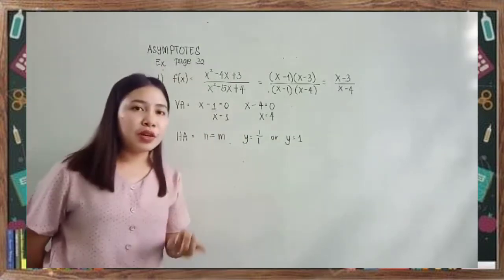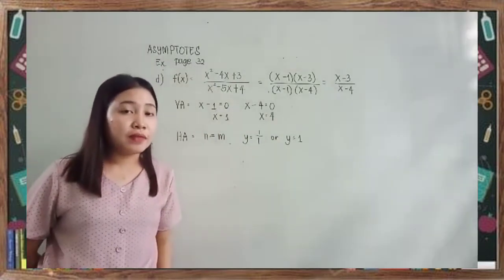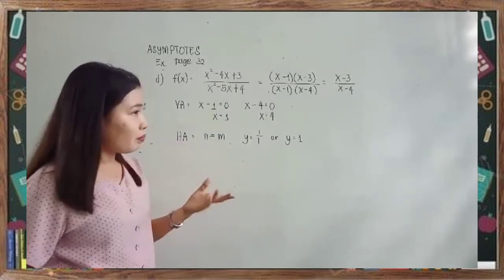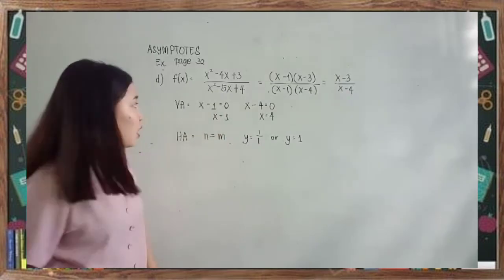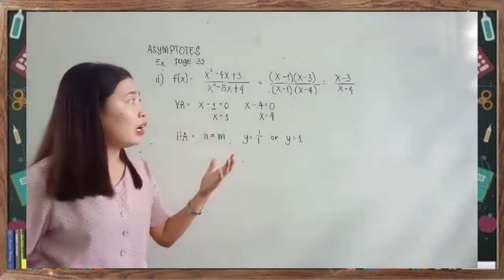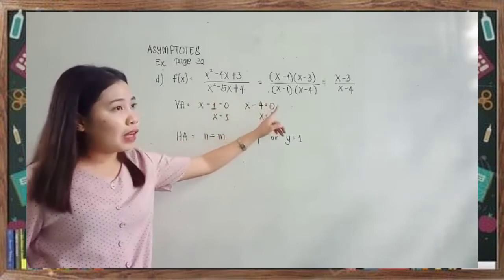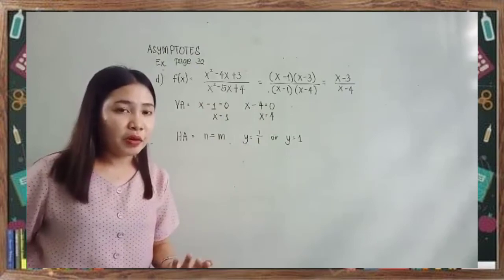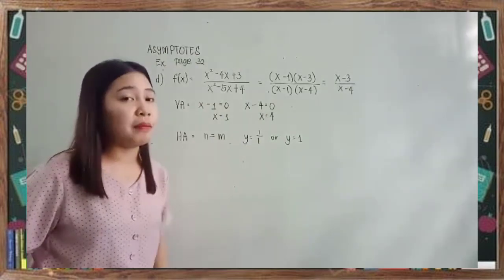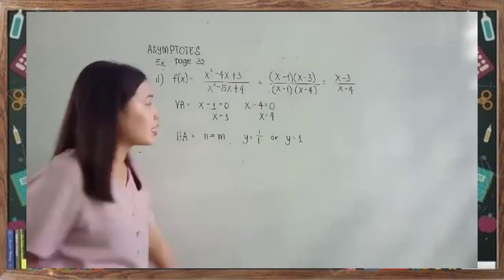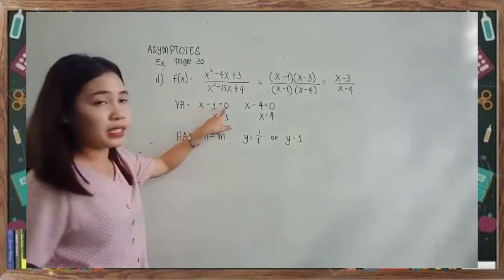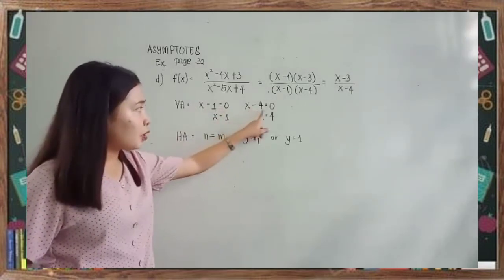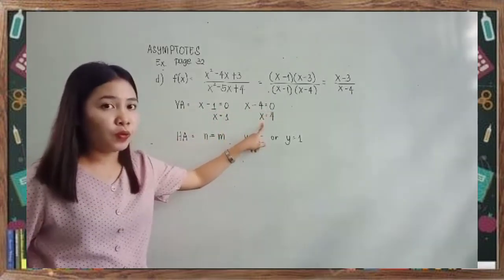Okay, so now we're going to get the value of the vertical asymptote. Then we need to set the denominator into 0. Since we have the factors x minus 1 and x minus 4, mas madali na i-equate natin sila into 0, then makukuha na natin yung values ng x. Okay, so therefore, x minus 1 is equals to 0, ang x ay equals to 1. At x minus 4 equals to 0, ang x ay equals to 4.